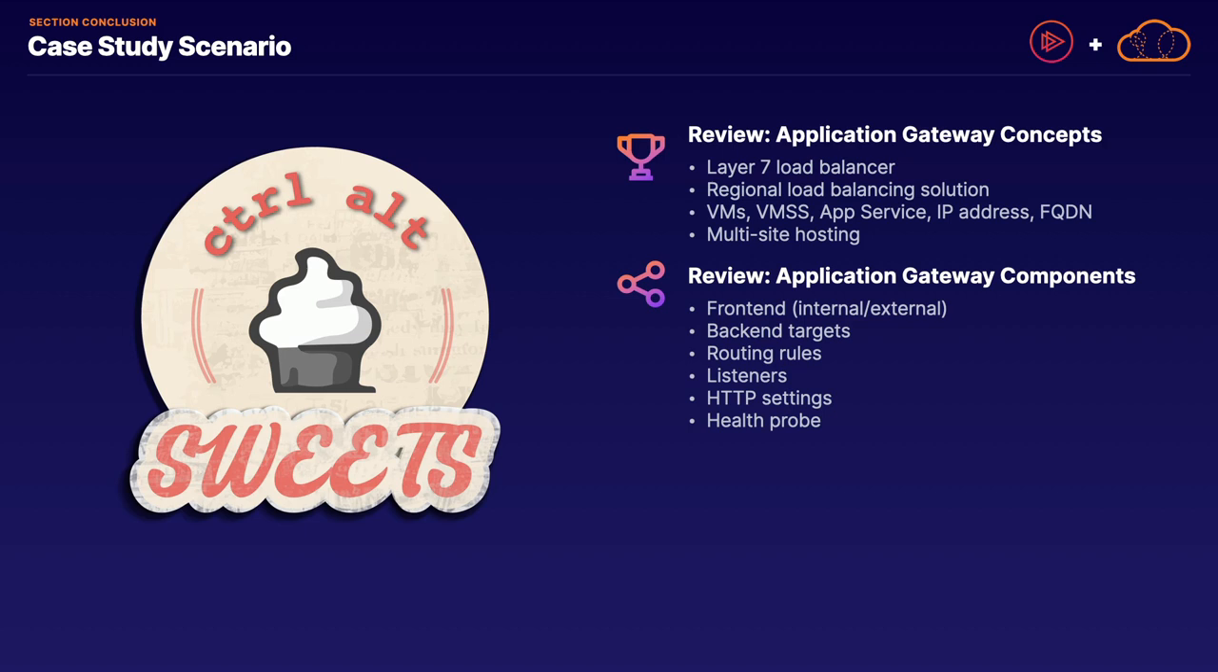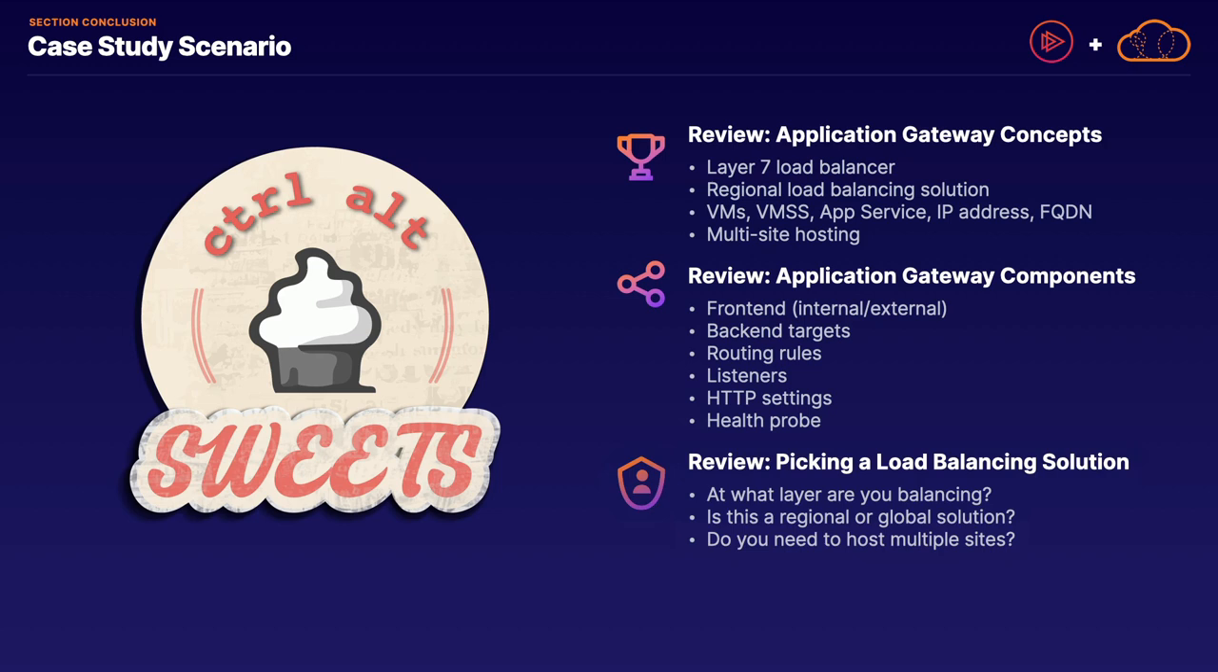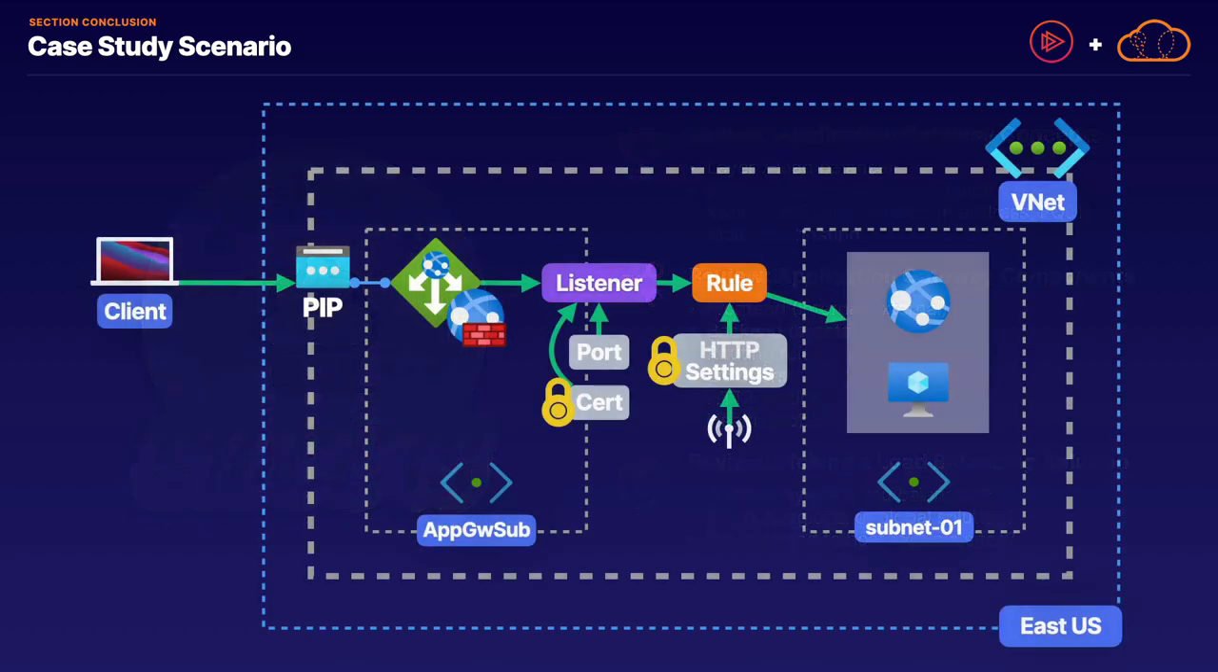And then when we're talking about reviewing the strategy by which we pick a load balancing solution, we're talking about thinking about at what layer are we going to be balancing and whether or not we want to use this to balance regionally or globally, and do we need to host multiple sites? So without further ado, let's take a look at that case study scenario.